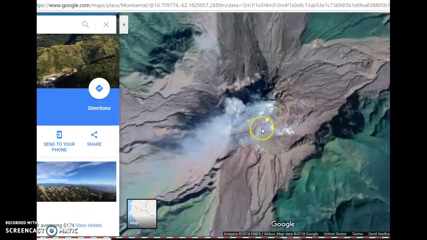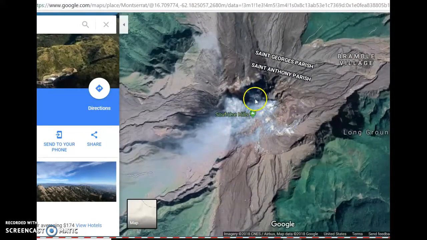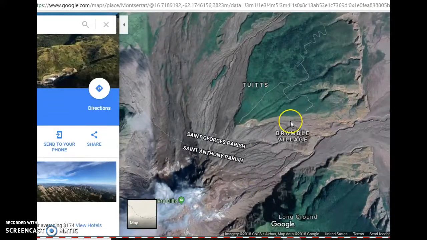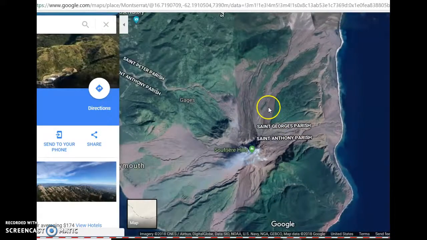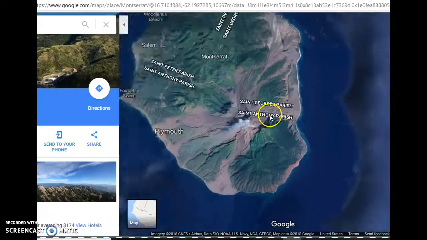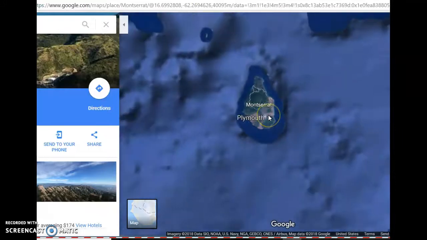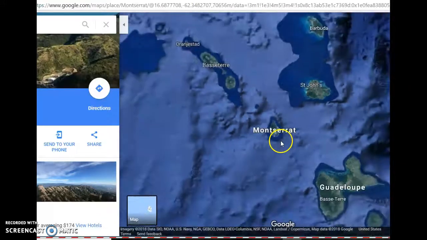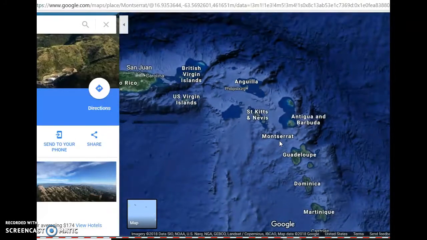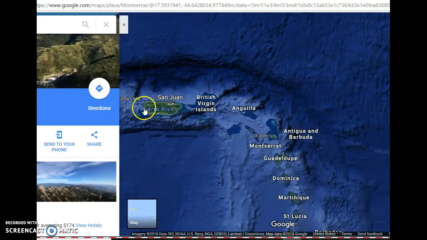You can see the continued eruption here from the satellite photo. And all of this area that used to be inhabited can no longer be inhabited. People have had to move to the northern part of the island. And it is not a large island. To put it in perspective, like here's Puerto Rico, and Montserrat, you can no longer, it's under the S right here.